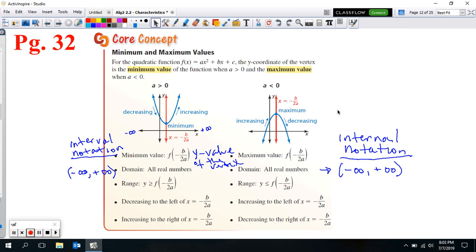All parabolas, in fact, no matter where they're located, as long as they're opening up and down, will have a domain of all real numbers, which would be this interval notation with the infinities. But now, okay, the range. The range would be the question of where is the graph on the y-axis.